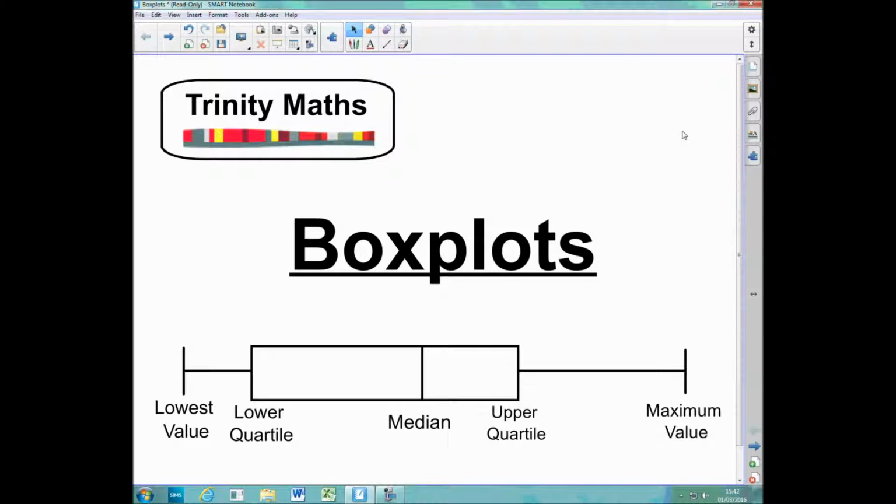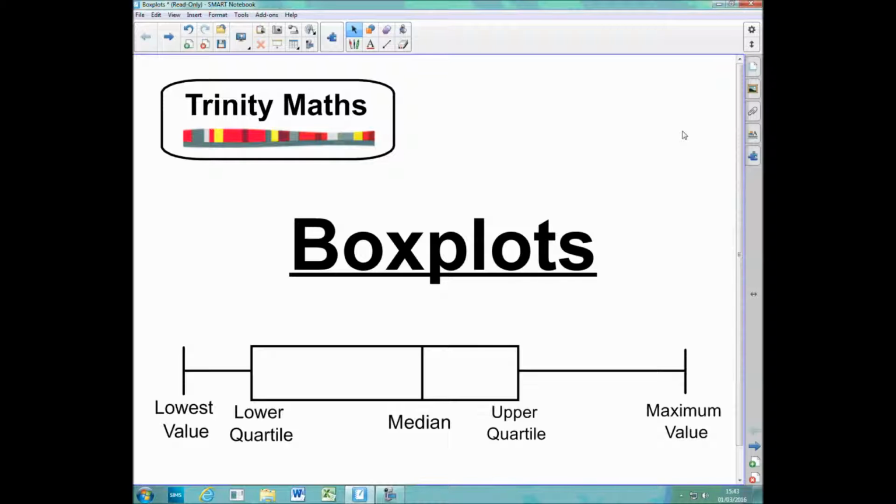This video will hopefully help you answer box plot questions. Now, these questions come up usually around the same sort of area as cumulative frequency, and sometimes cumulative frequency and box plot questions come up together. So I suggest that if you're revising box plots, make sure that you're also revising cumulative frequency.